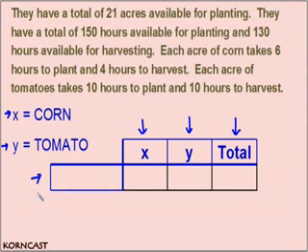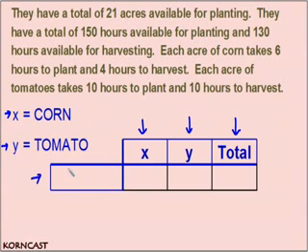Well, we have lots of things going on here. We have acres available for planting. We have planting. We have harvesting. So we have a lot of things to take a look at here. And I think it's really important that as you look through these things, don't try to mix one thing into the other. Make a separate row for each thing.